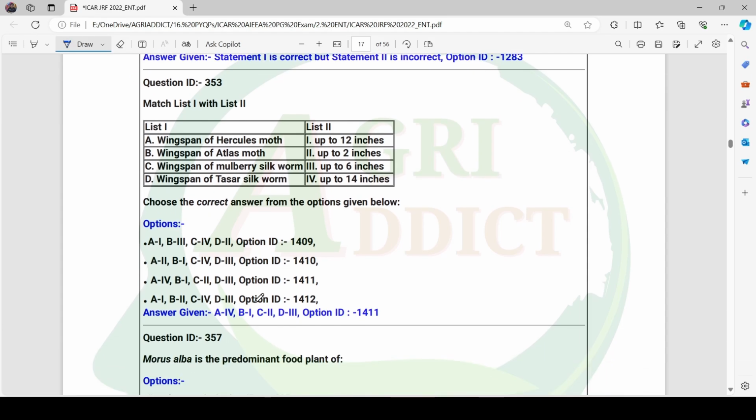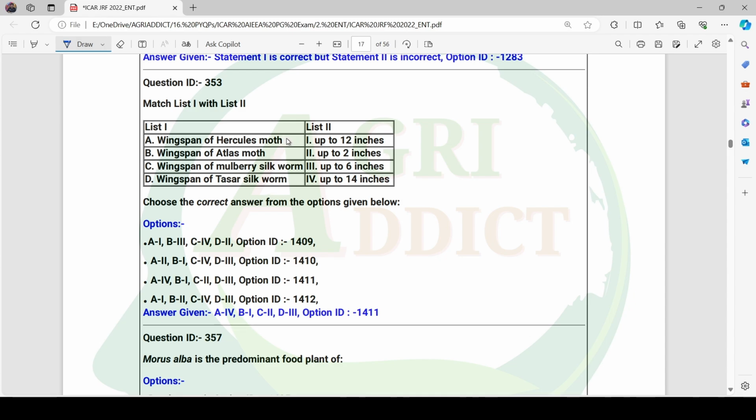Next question is from sericulture, and this is from silkworm morphology. For this type of question, you can go through the Ganga Sulochana book. That is an important book of sericulture. There you can find this type of thing. Like in list 1, there are the wingspans of Hercules moth, Atlas moth, mulberry silkworm and tasar silkworm.